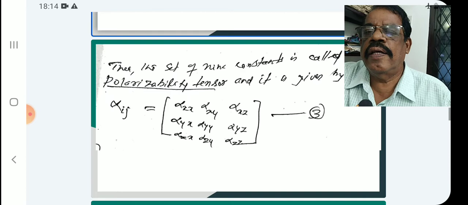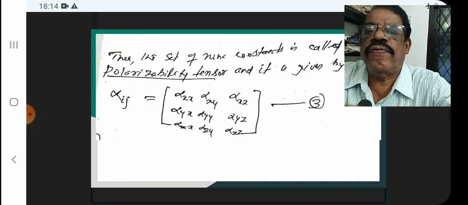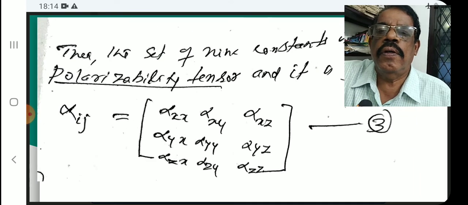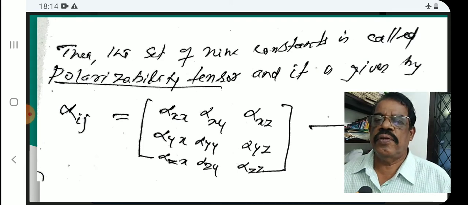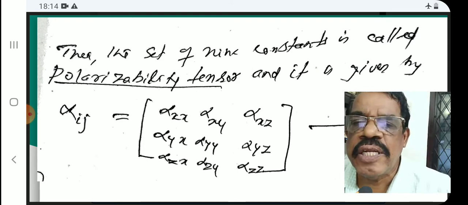Then the set of new constants is called a polarizability tensor.